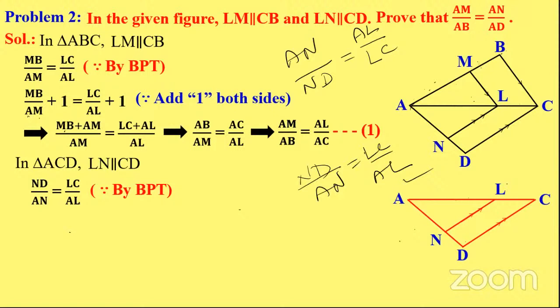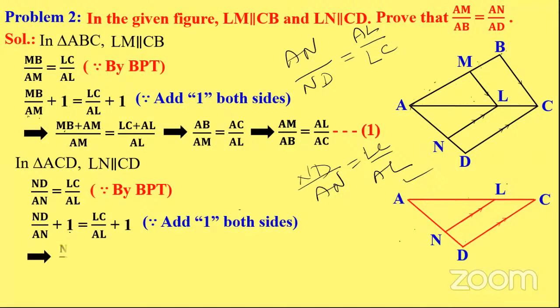Add one to both sides, the same as above. So we get ND by AN plus 1 is equal to LC by AL plus 1. Adding one both sides. Then on the LHS, AN is the LCM, and on the RHS, AL is the LCM. Then ND plus AN by AN is equal to LC plus AL by AL.